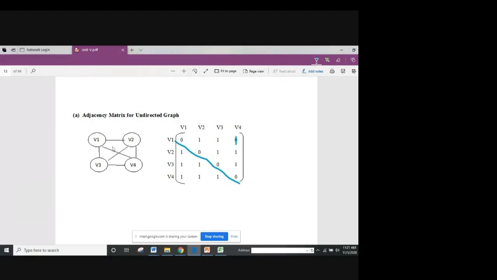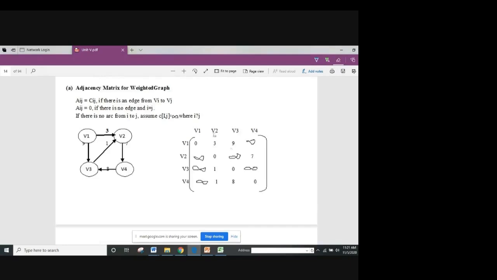V1 to V4 also 1. Ma'am, so the diagonal will always be fixed at 0, right? Yes, the diagonal is 0 if there is no connection to itself. If there were a connection to itself, maybe like this, then it will be 1. If there is no connection, it is actually 0. So that is for directed and undirected graphs.